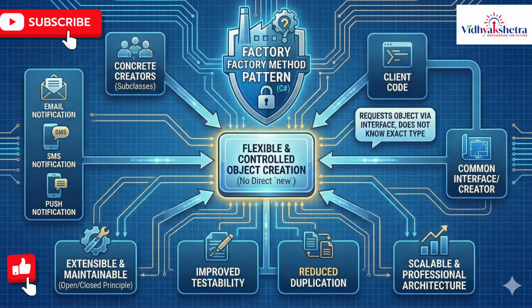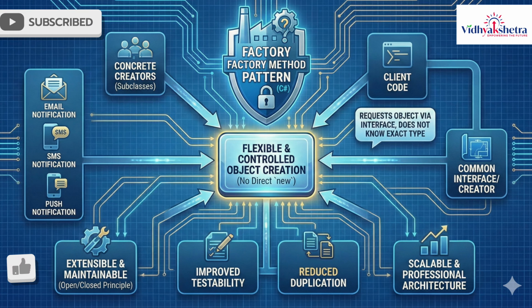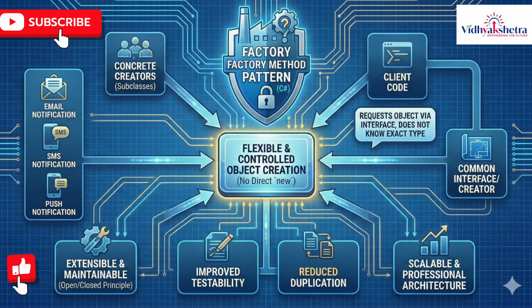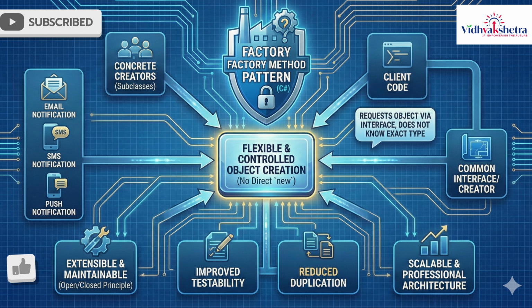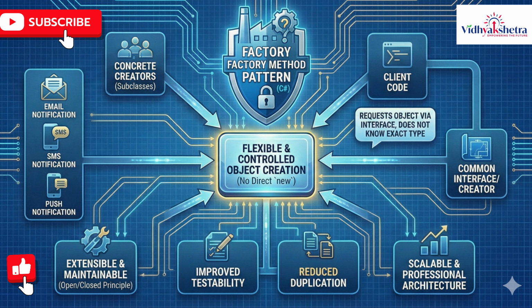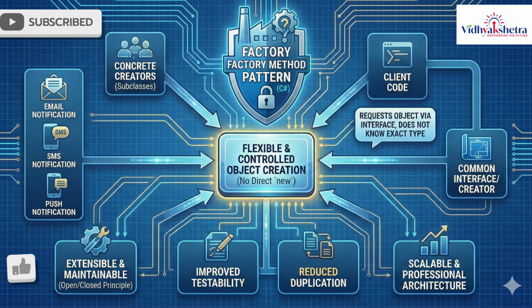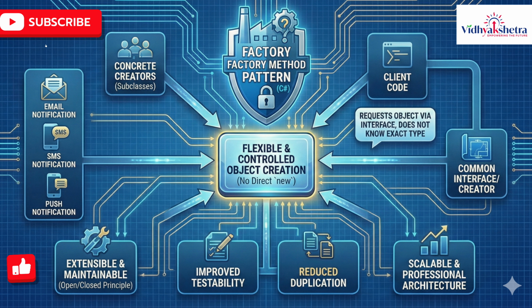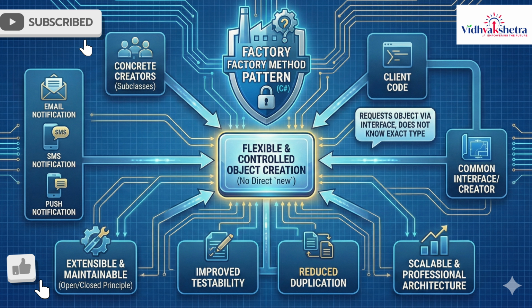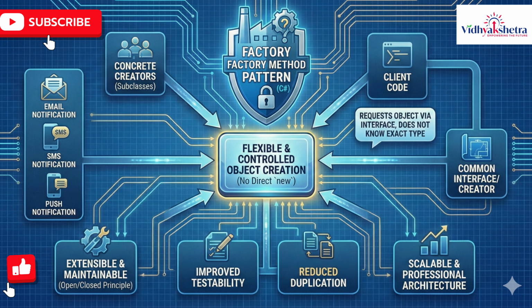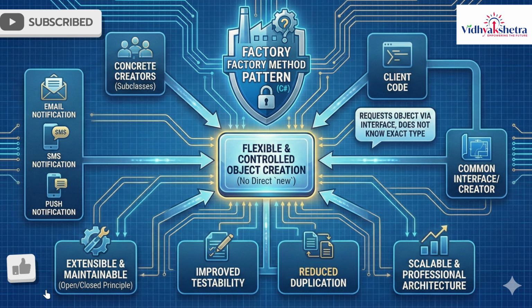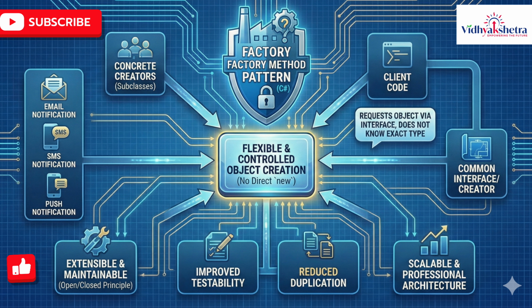The factory method pattern in C# is a powerful creational design pattern that focuses on creating objects in a flexible and controlled way without exposing the creation logic to the client. Instead of directly using the new keyword everywhere and tightly coupling your code to specific classes, factory method lets you create objects through a common interface, allowing subclasses or implementations to decide which object to create.